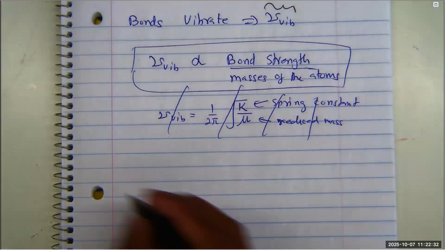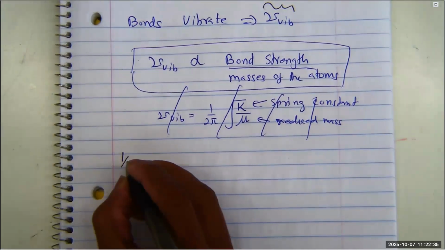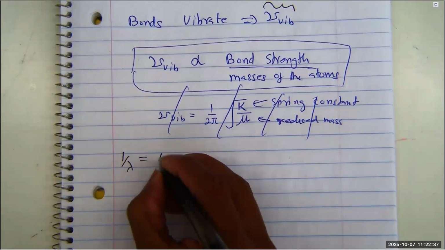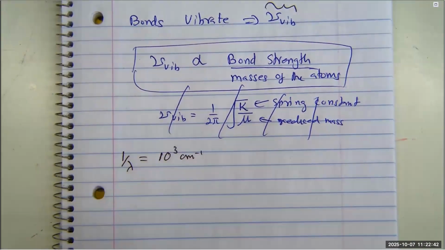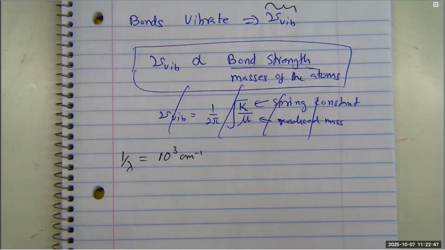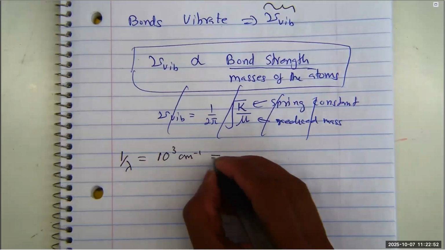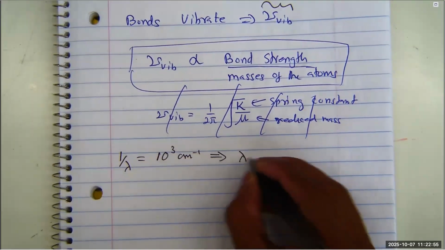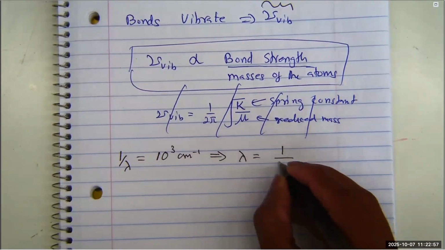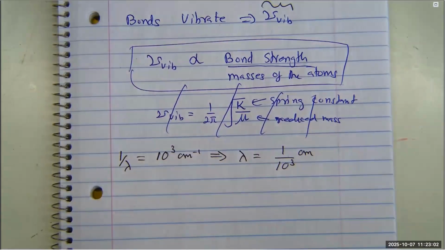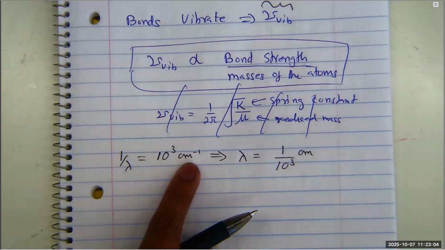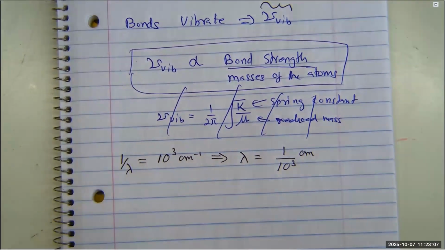We are given the wave number, which is 1 over wavelength. Okay, 1 over wavelength is 1000, right? 10 to the power of 3 per centimeter. I made 1000 into 10 to the power of 3 because 10 times 10 times 10 is 1000. If we know the wave number, then if we take the inverse of this, we can find the wavelength. So the wavelength is 1 over 10 to the power of 3 centimeters. If we take the inverse of per centimeter, it becomes centimeters. That's what I did there.